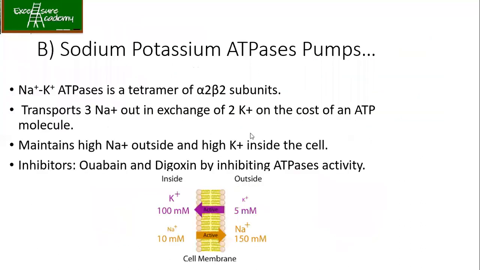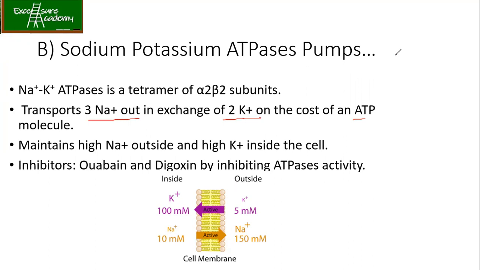Now let's talk about the sodium potassium ATPase pump. This is the most frequently asked and the common pump to be studied for the exam also. Okay, so it has got a Na plus K plus ATPase. It's a tetramer of alpha 2 beta 2 subunits, and इसी पे base numericals भी आते हैं, because it transports 3 Na plus out and exchange of 2 K plus in on the cost of the ATP molecule.